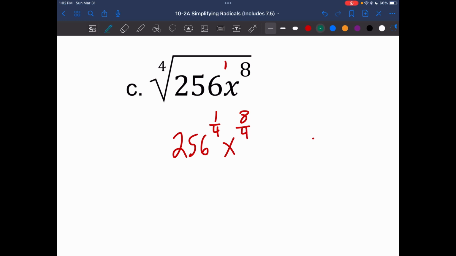Now, can we simplify this a little bit? Yes, we can. I'm going to just give you a spoiler alert. The fourth root of 256 is 4. And then x to the 8/4, 8 divided by 4 is 2. So that'll be x squared, right? And if we think about it, when we look back here, we're looking for groups of 4, and an exponent of 8 means you're going to have 2 groups of 4.